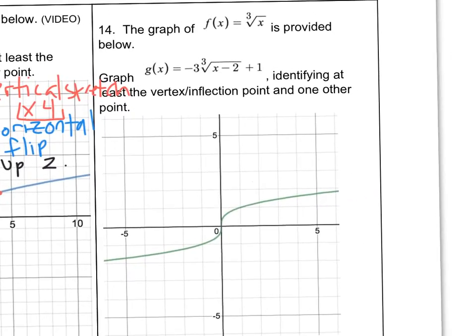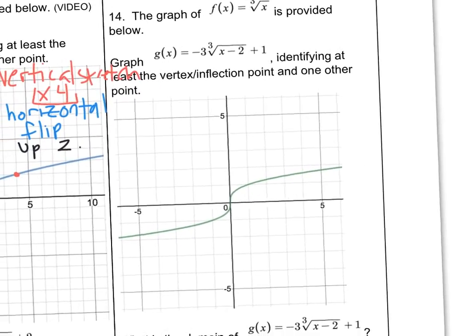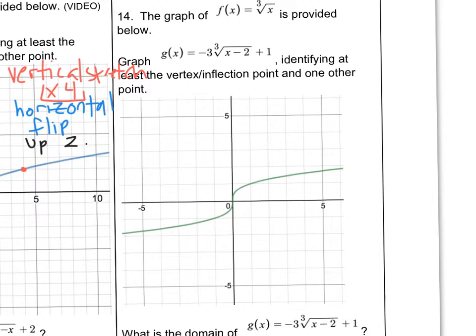Oh, heck, I might as well do number 14 as well. So here we're looking at a cube root function. And here we've got 3 transformations again. This is going to be going right 2, that comes from the inside, up 1 from the outside. It's going to be a vertical flip. So it's going to be upside down compared to this, and then times 3 for a vertical stretch.